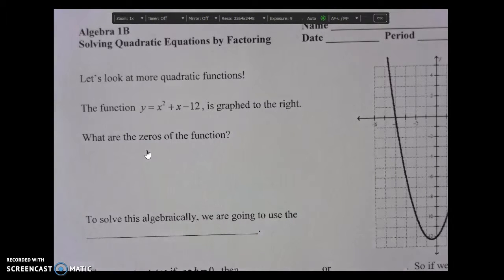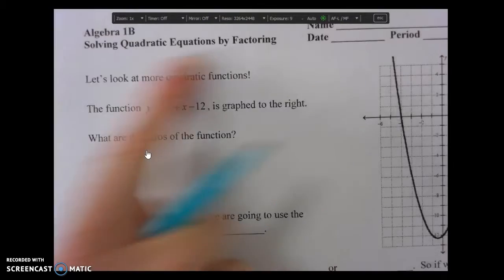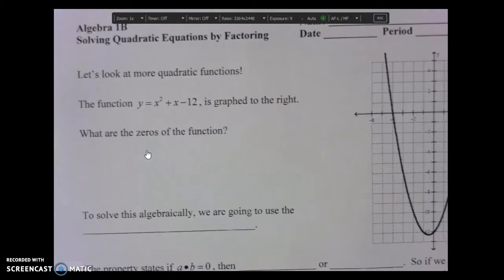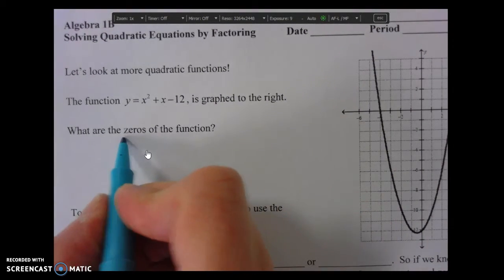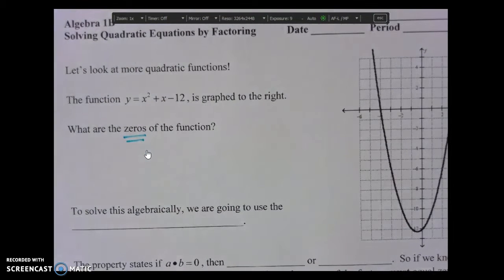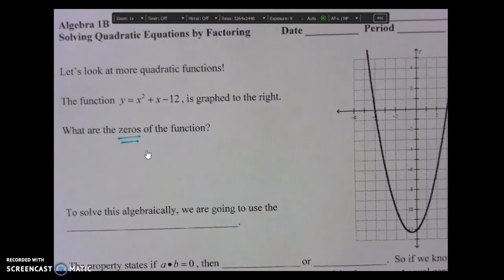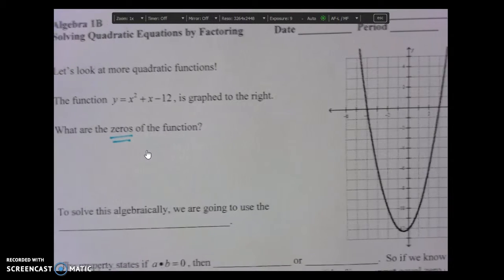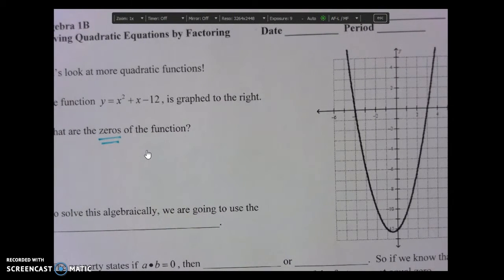So when we go to this whole process of solving quadratics, what we're going to be doing is looking for the zeros of the function. Now graphically, I know you all know where to find them. So if you notice you've got the function y equals x squared plus x minus 12, and I say what are the zeros? First of all, how many of them are there? 2.